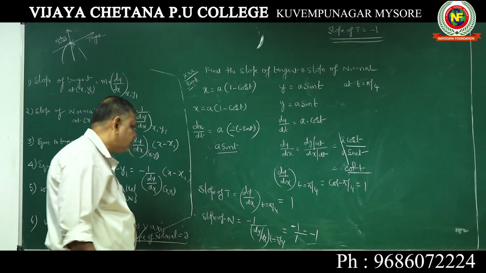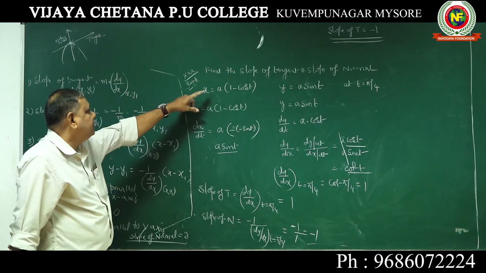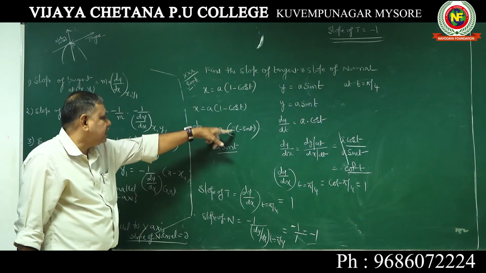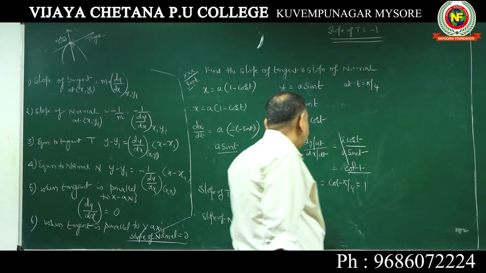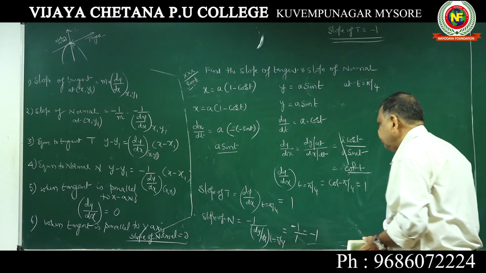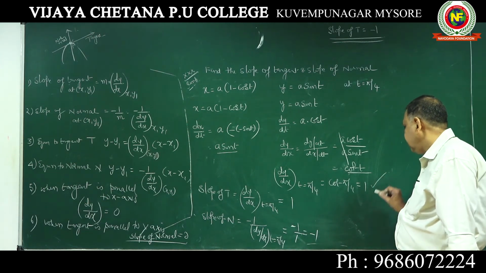So please note, for slope of tangent here we have differentiated: a into this is 0, minus of minus sin t, a sin t, and this is a cos t. It will be a cancelled, cot t. Very important sum for examination.